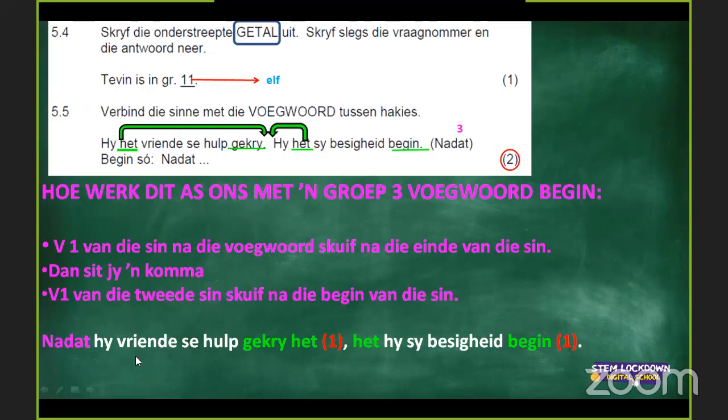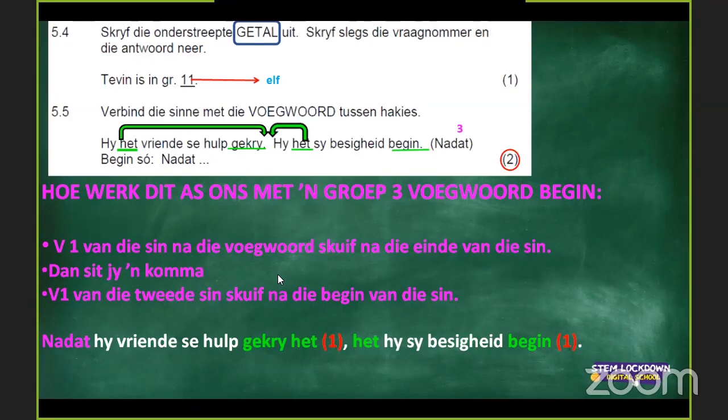So kom ons kyk, nadat hy sy vriende se hulp gekry het, look, my verb has moved to the end. I'll put a comma. Now, my verb 1 of the next sentence is moving to the front. Het hy sy besigheid begin. Okay, I know you might think it looks strange having two verbs next to one another in an answer. If you've got two verbs next to one another, your answer is right. Do not doubt yourself. Okay, my kids in my class often say, Ma'am, it looks funny. It is right. If you've got two verbs next to one another, you are on the right path.